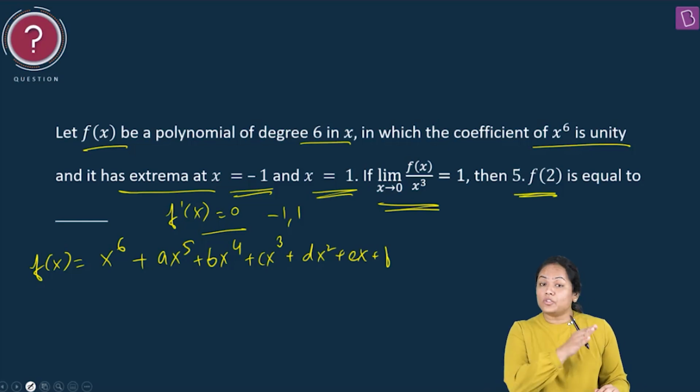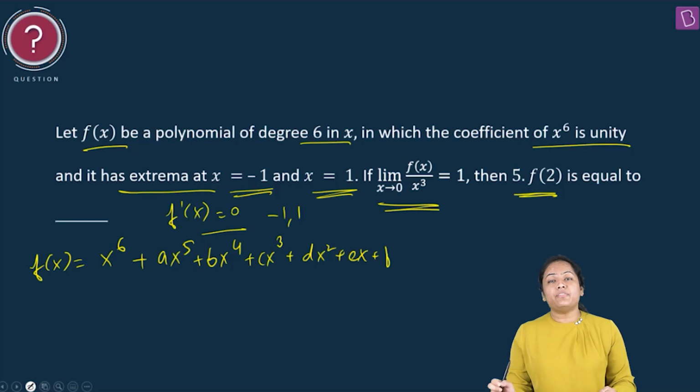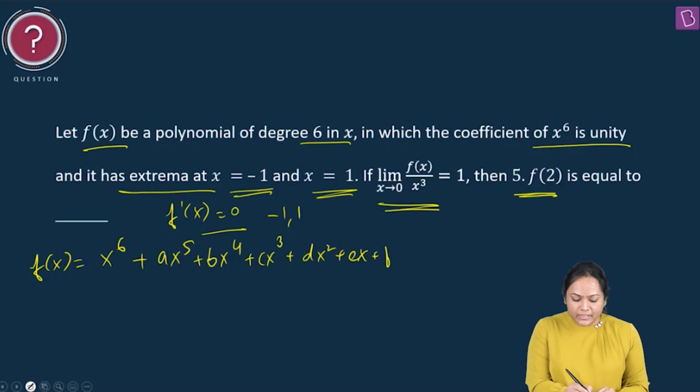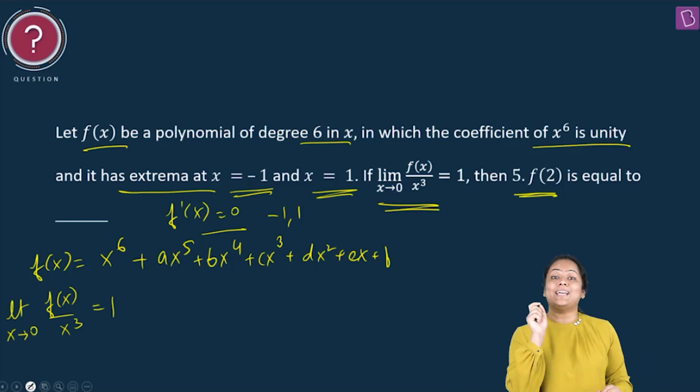Now, here I have so many variables whose values I have to find out, but I have 3 relations only. I have f dash minus 1 as 0. That is going to give me one condition. f dash 1 as 0 is going to give me the second condition, and the limit is going to give me the third condition. So, first of all, let's work out what this limit part is saying. The limit of f(x) by x cube, when x approaches 0, is given to me as 1.